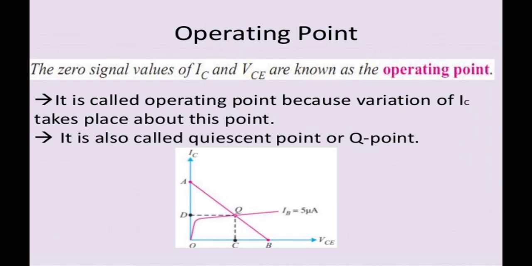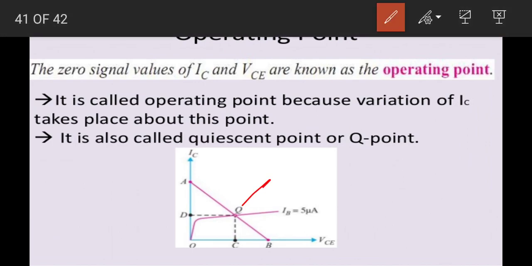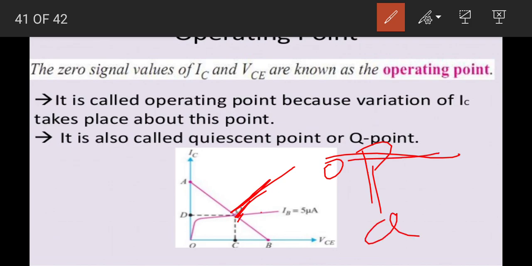Here is the variation. This is the operating point. I already told you Q is the operating point. So here the zero signal values of IC and VCE are the operating point. It is the operating point because the variation of IC takes place about this point. It is also called a quiescent point or Q point. That's why we indicate Q, not OP.